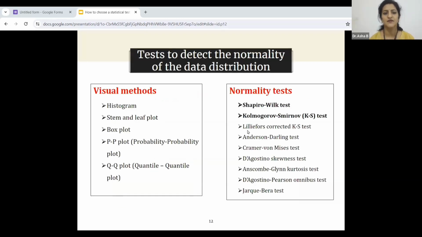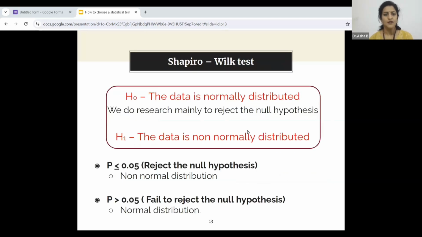Again, in the last session, we have seen that normality of the data distribution can be assessed by two things. One is the visual method and one more is the normality test. Since the visual method is subjective, it is better to go for a normality test to assess the normality. And there are many normality tests. In that, the commonly used ones are the Shapiro-Wilk test, and then we have the Kolmogorov-Smirnov test, and even the Lilliefors corrected test is also used to test the normality. So I'm just giving an example of the Shapiro-Wilk test.